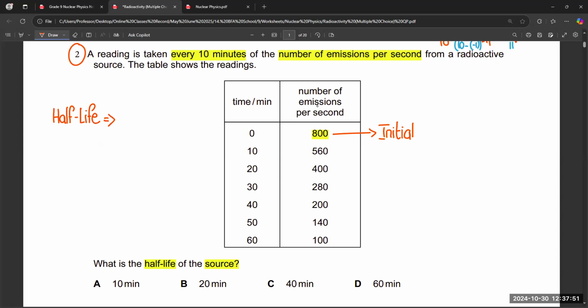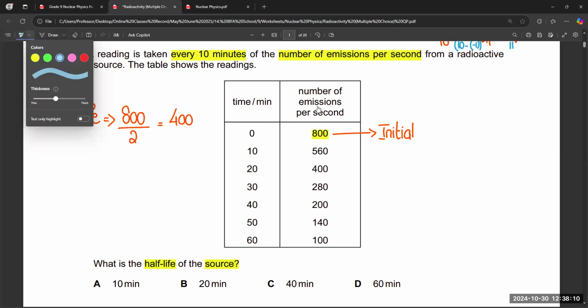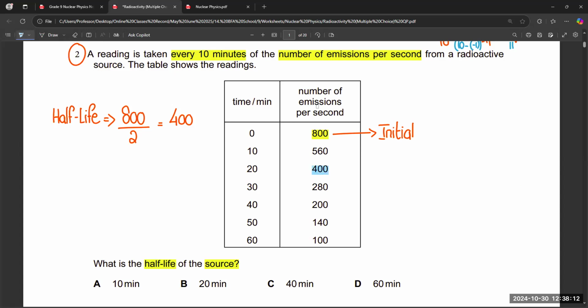Half-life means to divide the initial value by 2 to decrease the mass into half. 800 divided by 2 will be equal to 400, right? And you can see 400 is given in your table already. So it means the time for 400 is the time for your half-life.